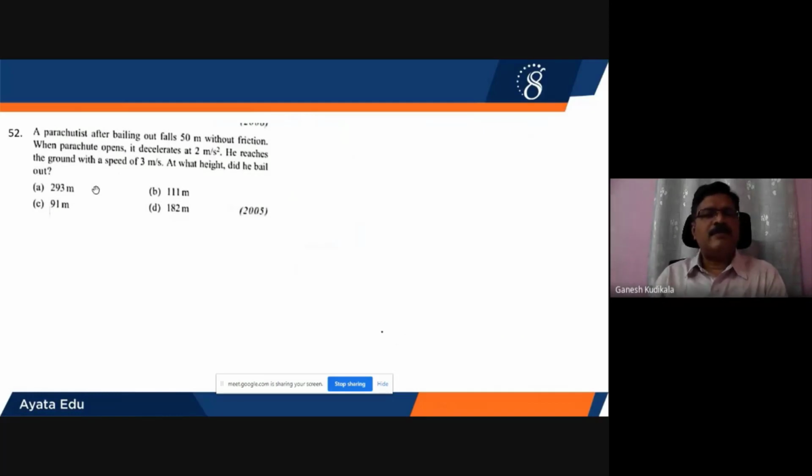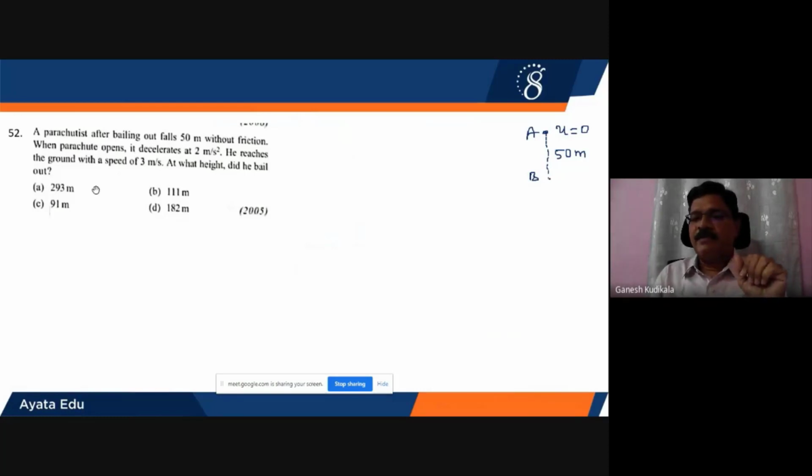A parachutist, after bailing out, falls 50 meters. So let us go for the diagram. At a particular point A, the parachutist starts falling down. From here, he has fallen down to B. The distance will be equal to 50 meters. Since he is jumping, his initial velocity will be considered as 0, because the initial velocity is not given to us.